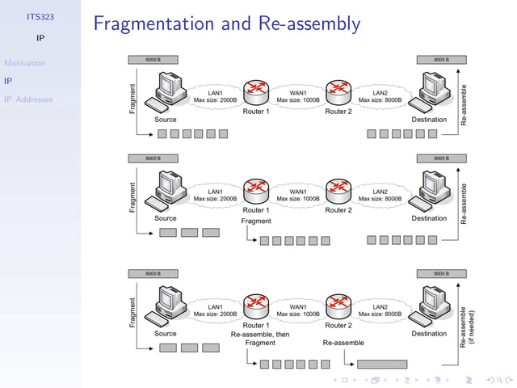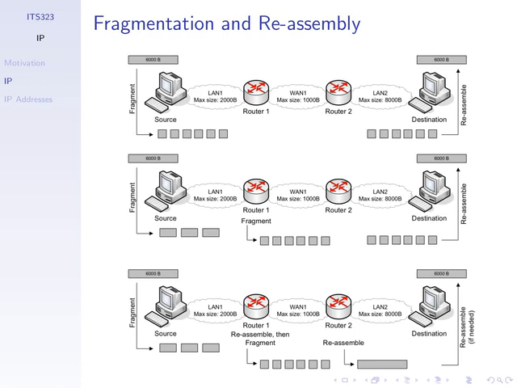Three different approaches to fragmentation and reassembly. The internet protocol uses the middle approach. It's a trade-off between not having to know about the entire path. This one we need to know about the entire path to know that the minimum of the maximum sizes is 1,000. This one we do not. That's good. This one we can send reasonable size, or we're reasonably efficient, except in the last subnet. IP uses this approach. Fragment at the source and routers, if needed. Reassemble only at the destination.